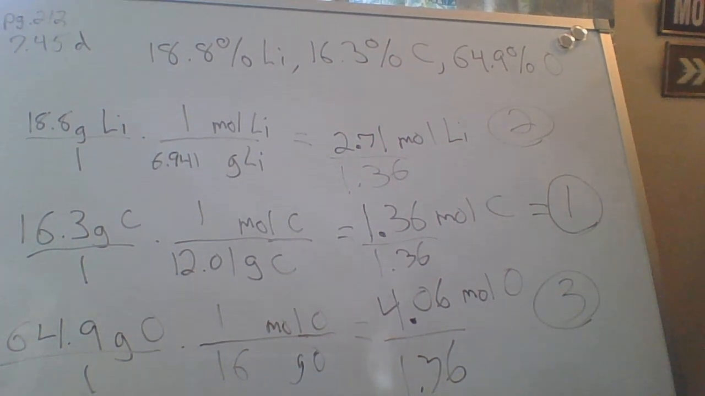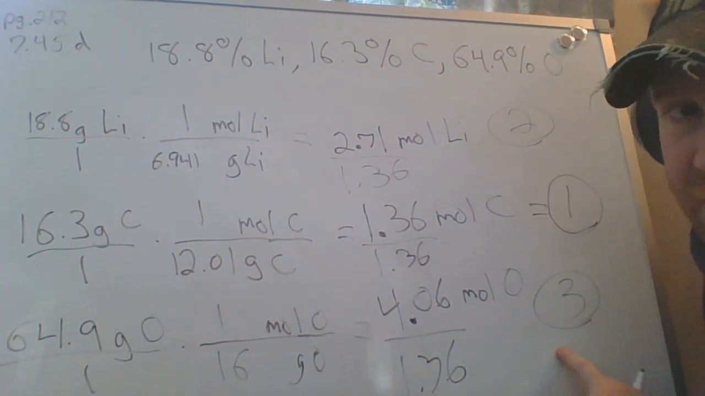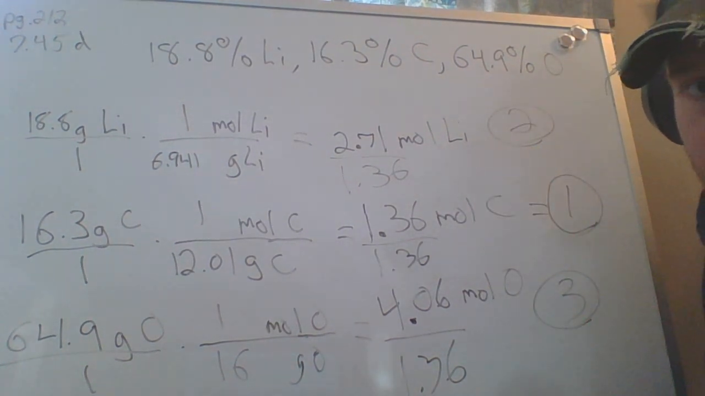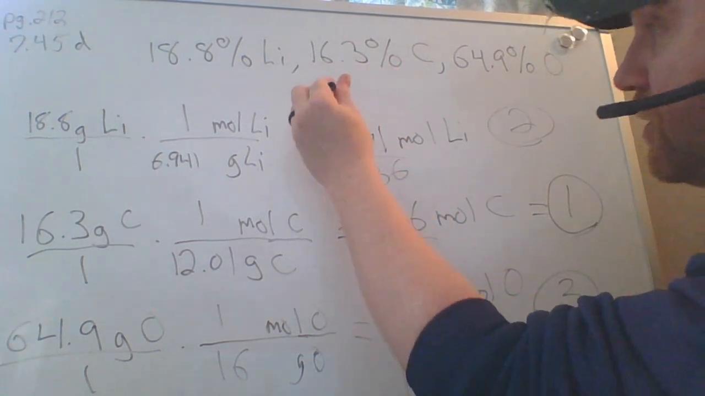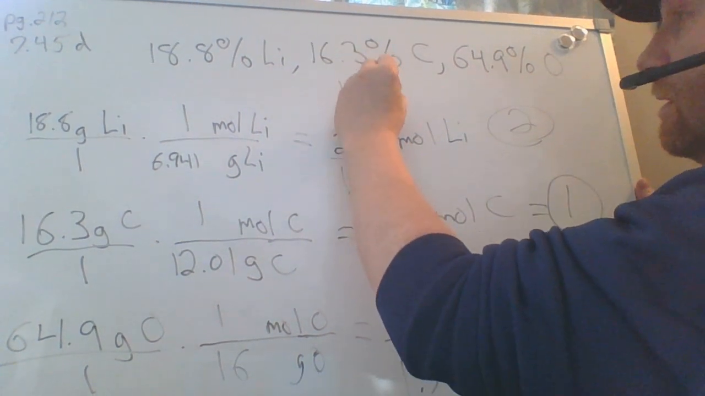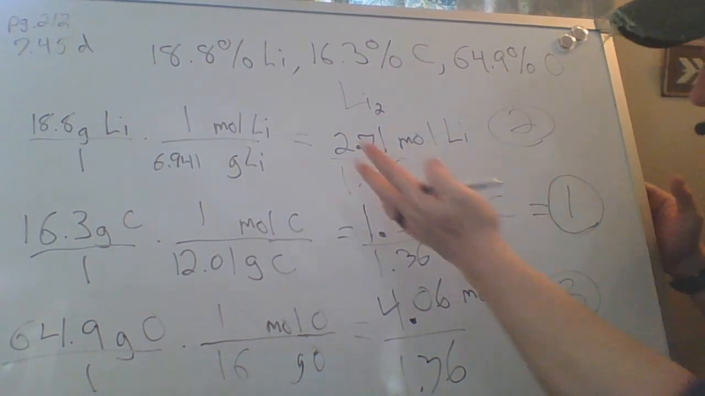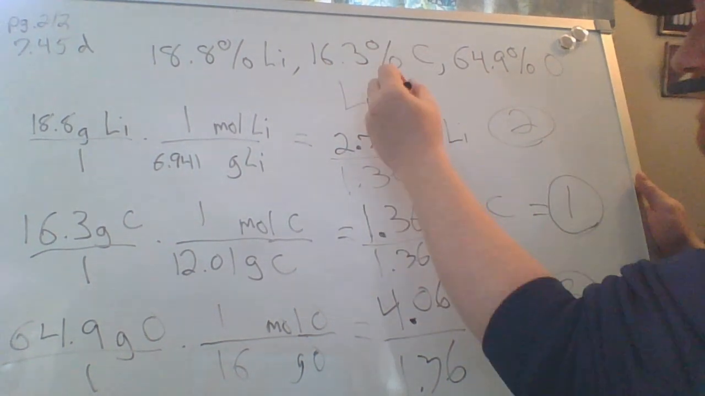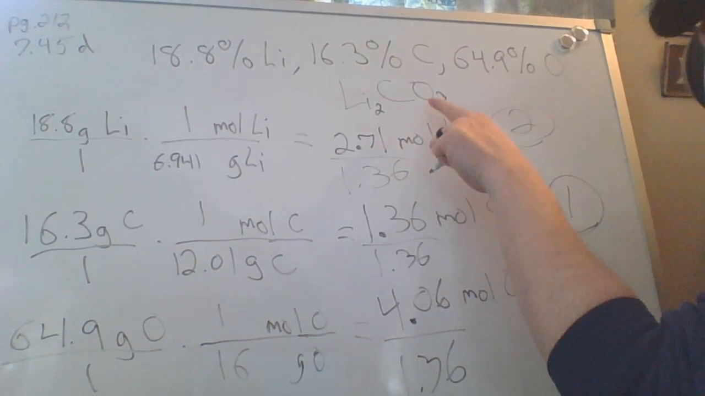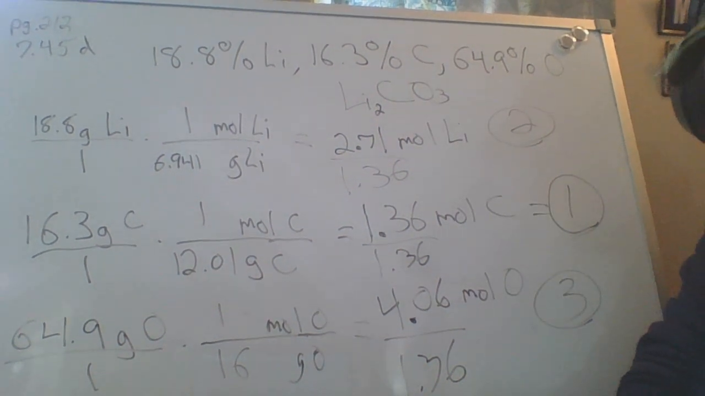So here you have it, folks. For every 2 lithiums, you have 1 carbon and 3 oxygens. You can write the empirical formula in the order that the elements were given to you. Right up here, and I'm going to circle it. Li2, C1, so no subscript. Li2CO3. And that is the empirical formula. Let me make that 3 better. That's an empirical formula from percentages and grams.